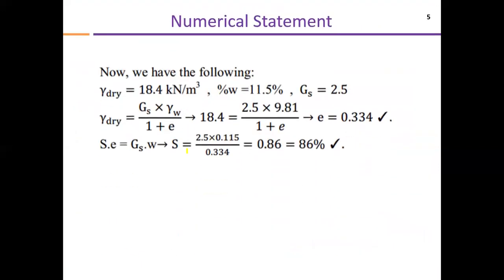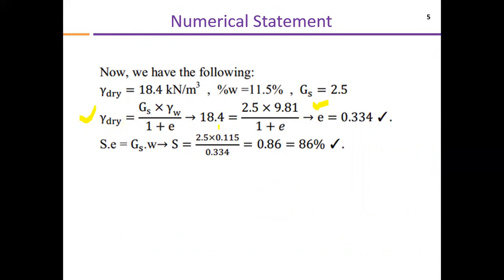Now let us see how we find the third parameter, which is the void ratio. For the void ratio we have this formula: gamma dry is equal to Gs into gamma W divided by 1 plus e, where gamma dry is the maximum dry unit weight, Gs stands for the specific gravity of soil, gamma W stands for the unit weight of water, and e is the void ratio. Now, putting all the given values in this equation, you will find the void ratio of soil.